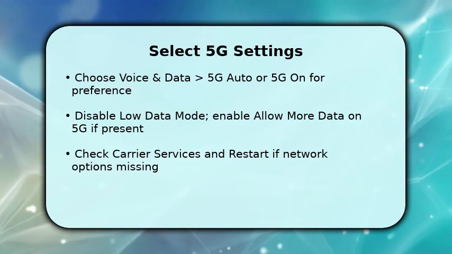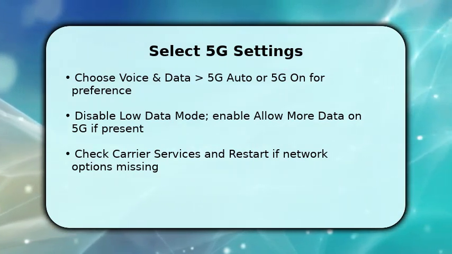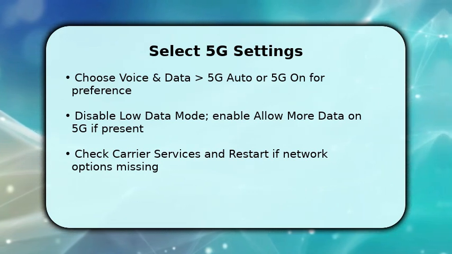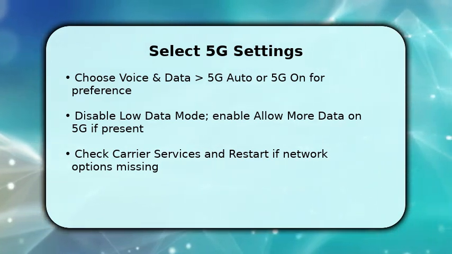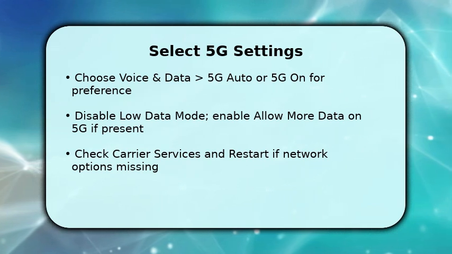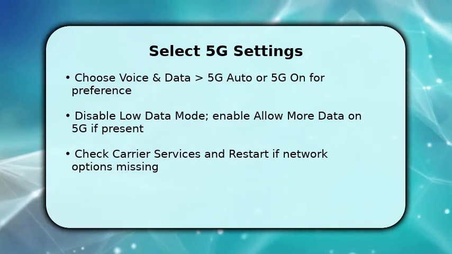You now pick the exact 5G mode that fits your use. Tap Voice and Data and select 5G Auto to balance battery or 5G On to prioritize speed. Make sure low data mode is off so apps can use full bandwidth. If you see Allow more data on 5G, enable it to permit higher quality streaming.